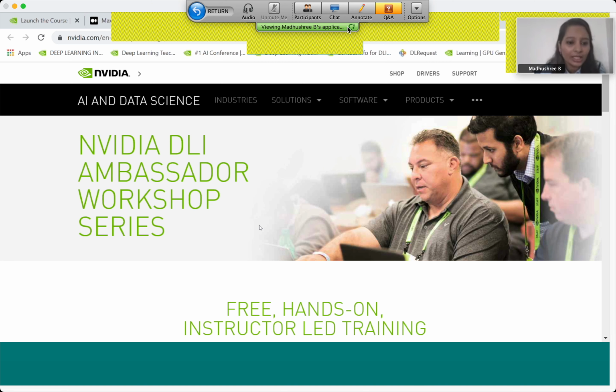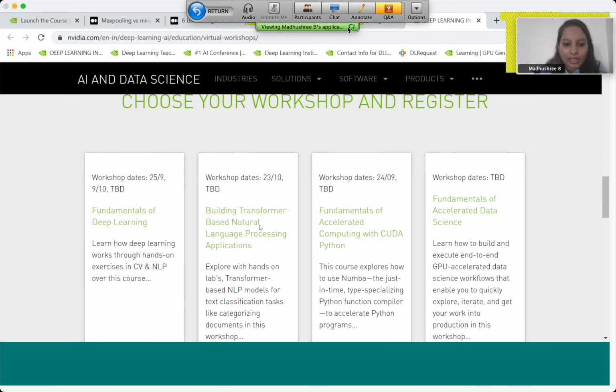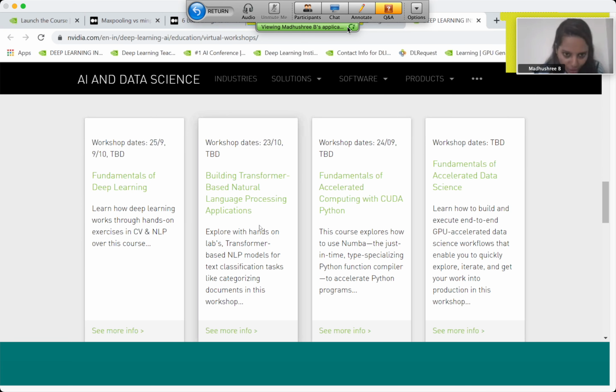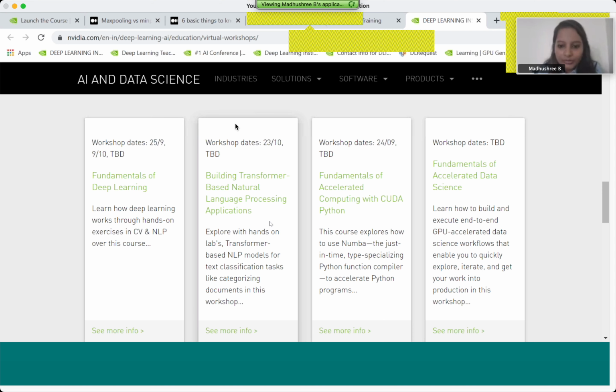So this is the NVIDIA Ambassador Workshop Series. We are continuously scheduling instructor-led workshops like the one we have today. This is Fundamentals of Deep Learning, and it is again organized on 9th October also. And we have a specialized course for natural language processing where you will learn how to build NLP models using transformer-based networks. And there was one yesterday, and please keep watching this space for future workshops.